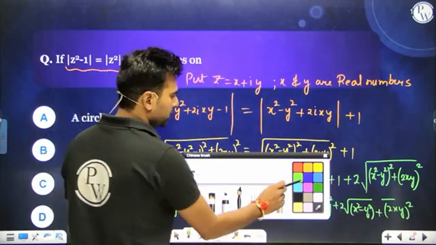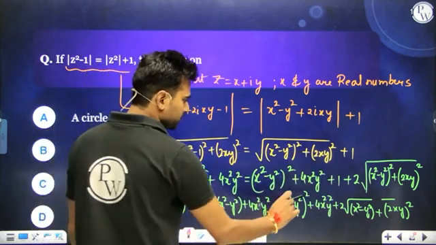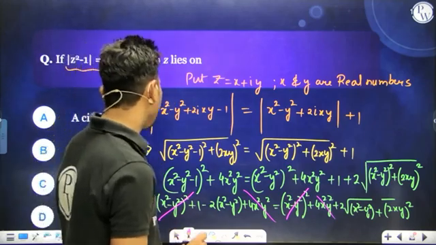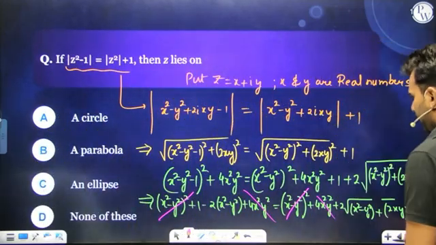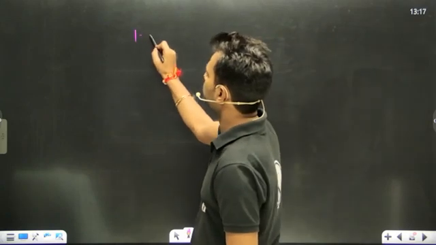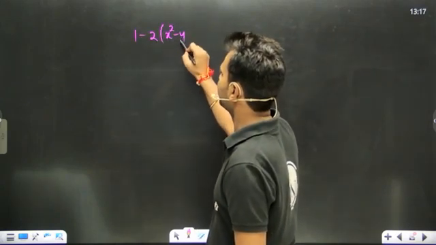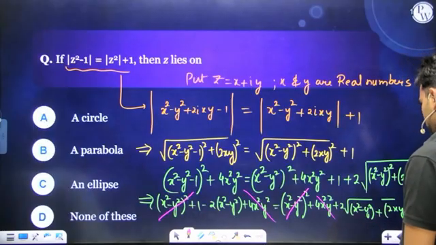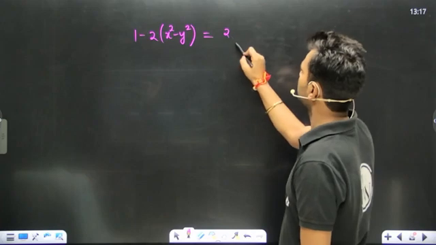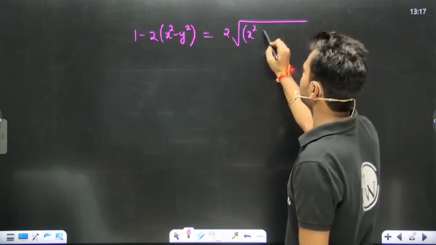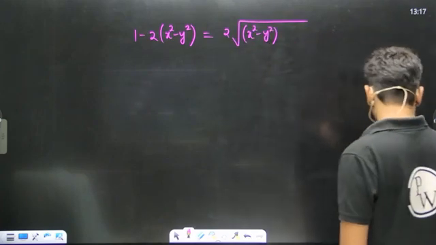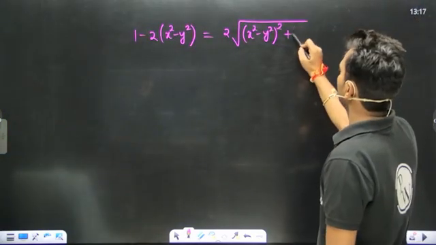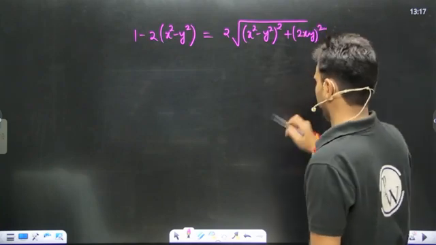Right, over here if you see, these terms get cancelled, these terms get cancelled, so we are left with 1 minus twice of (x square minus y square) is equal to twice of under root (x square minus y square) whole square plus 2xy whole square. Yep.